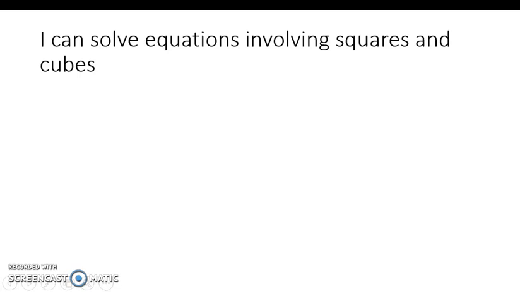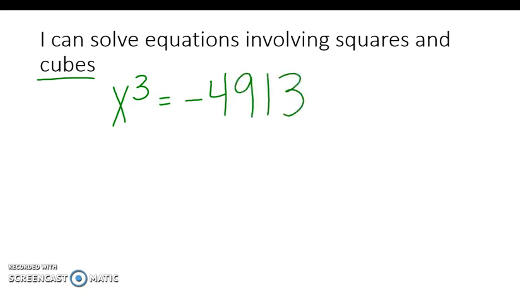Okay, so this is a continuation from that last video. We were just talking about cubed problems. Let's look at another one. We have x cubed equals negative 4,913. Notice this time the x cubed is equal to a negative number. Hopefully that clues you in as to what kind of answer you're going to have.